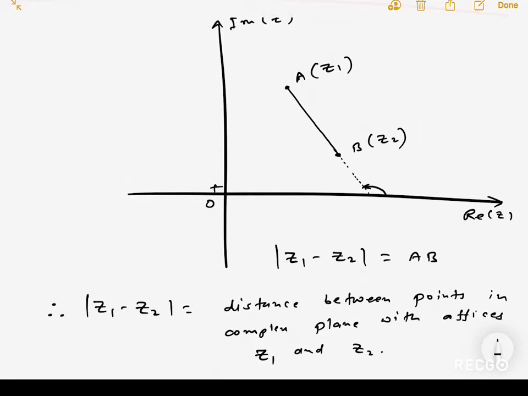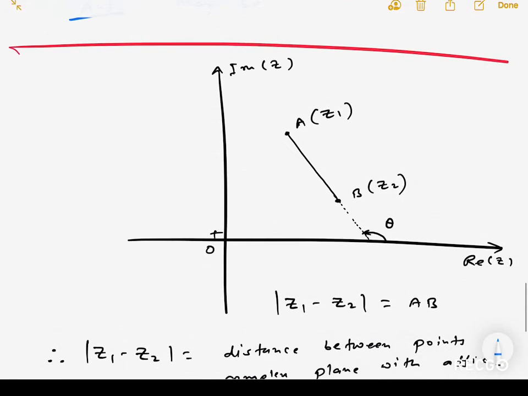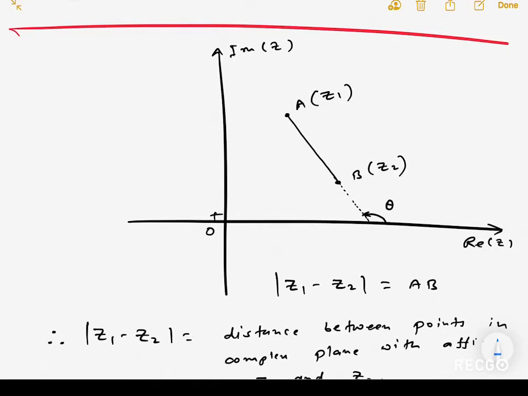Now the main question is this: in this case, let's say the angle is theta. If I ask you the argument of z1 minus z2, the argument of z1 minus z2 is equal to the argument of the BA vector, and the BA vector makes an angle theta with the positive direction of the real axis. So the argument of z1 minus z2 should be equal to theta. Very simple.